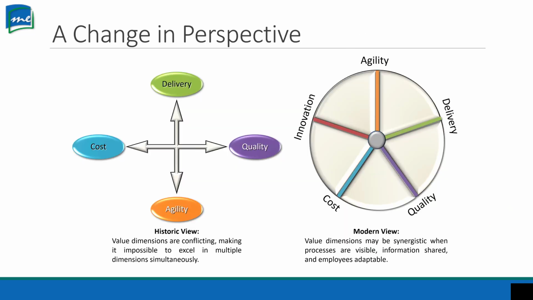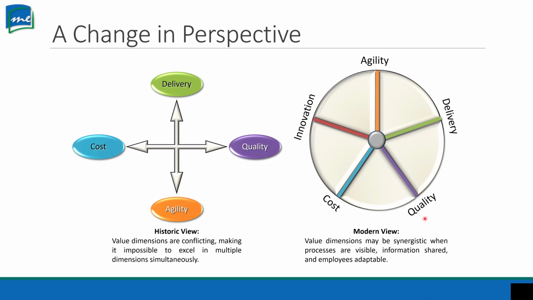So we need to change our perspective. Our historic view was like a 2x2 or a linear graph. You put a dot somewhere on the graph, and you could only go one spot. But if we get into the modern view, it's more of a spider chart where you can go in different spots.